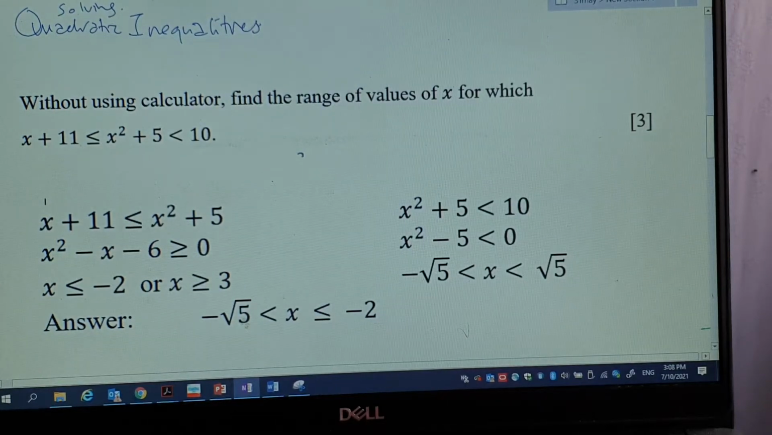Okay, this is part 2 of A-Maths revision. Now remember in E-Maths, we learned how to solve linear inequalities. For example, like that.